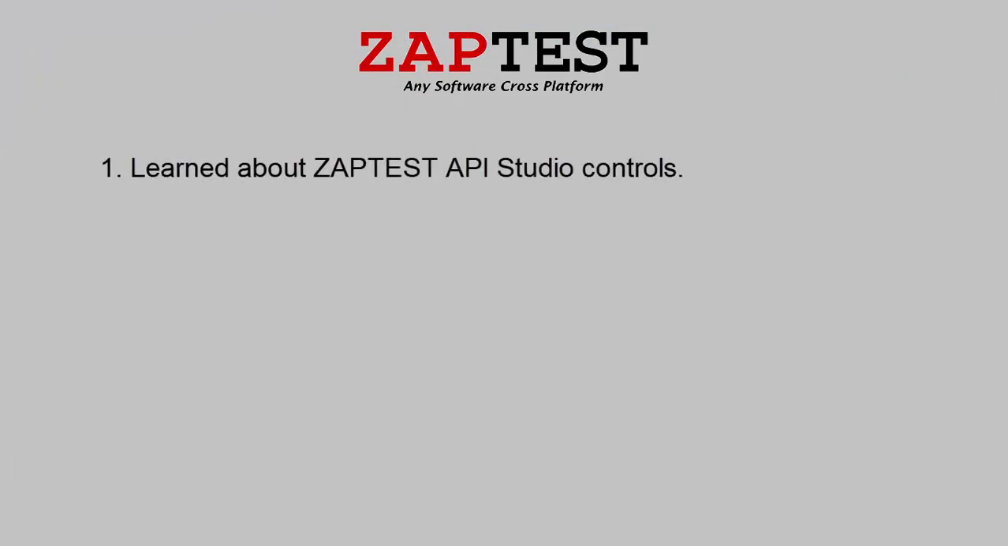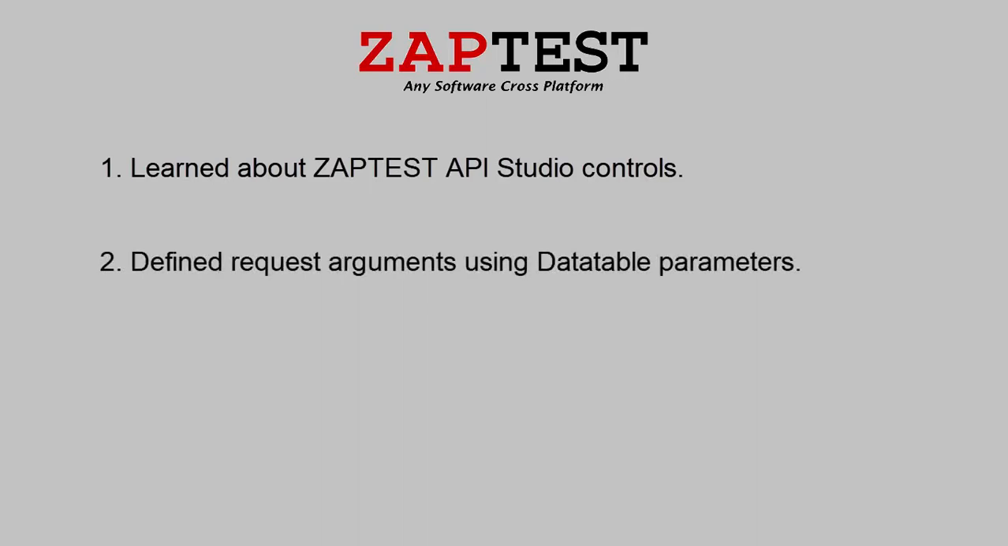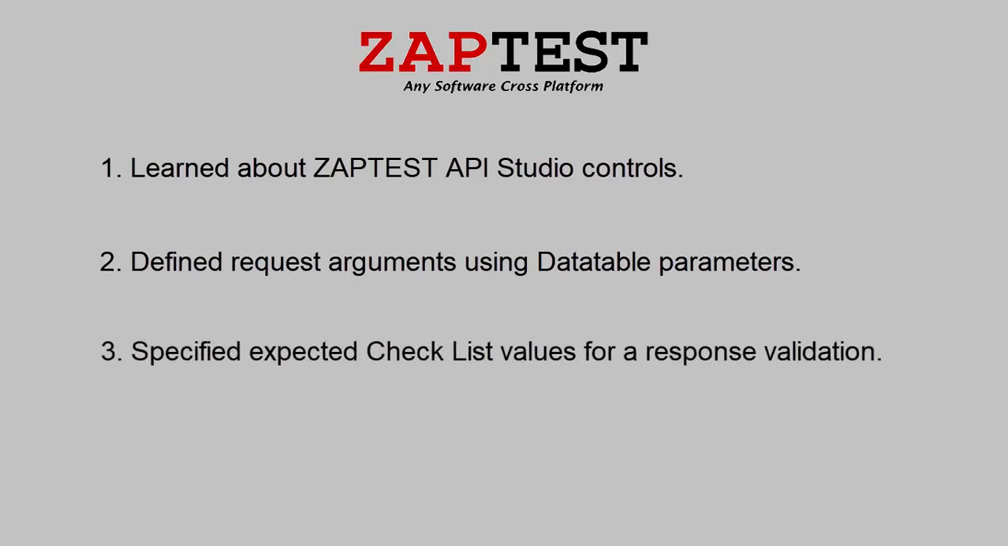In this tutorial lesson, you have learned how to use ZAPTEST API Studio controls, how to define request arguments using data table parameters, and how to specify expected checklist values for a response validation.